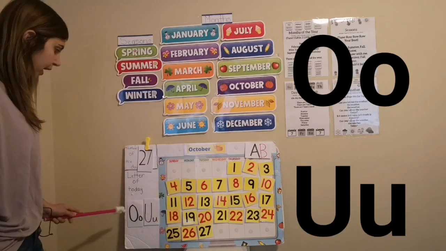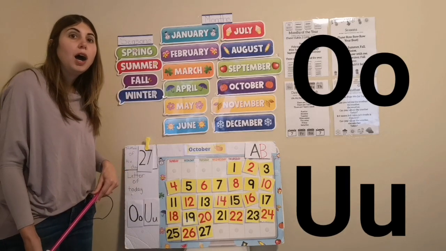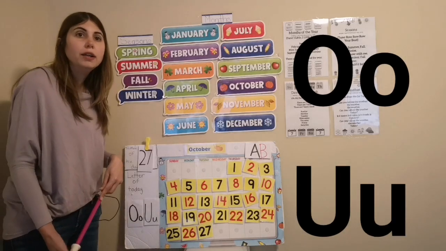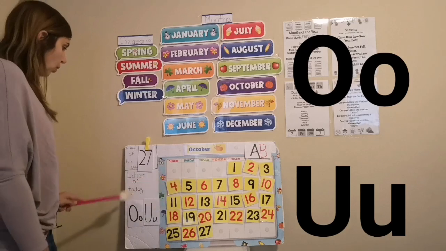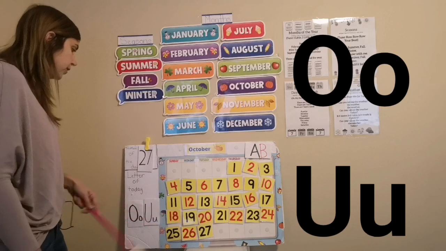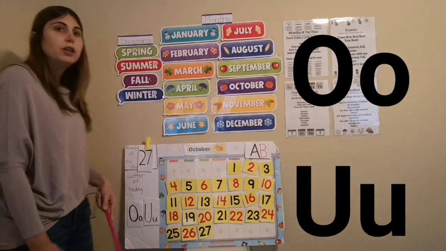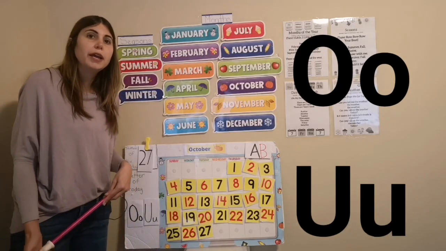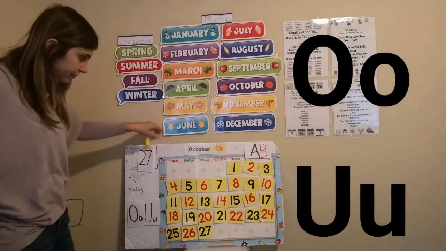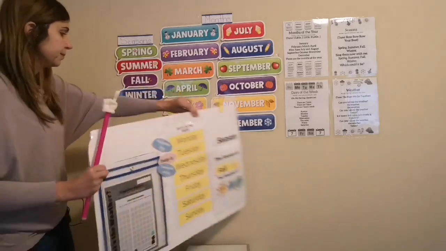Our letters of today are O and U. O says "ah" like octopus, or you can hear an O in a word like hop, and U says "uh" like up, and you can hear the short vowel sound U in a word like cup, right? Or cut. So those are our letters, and this is our calendar.